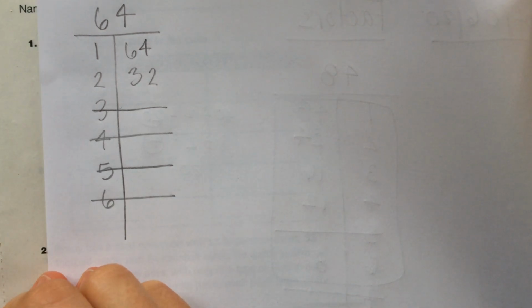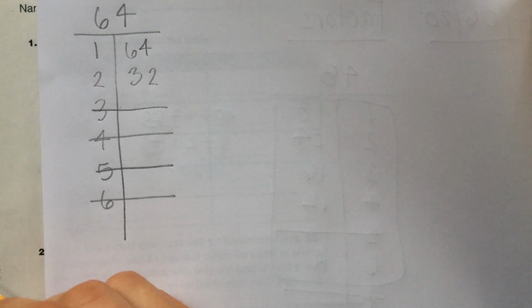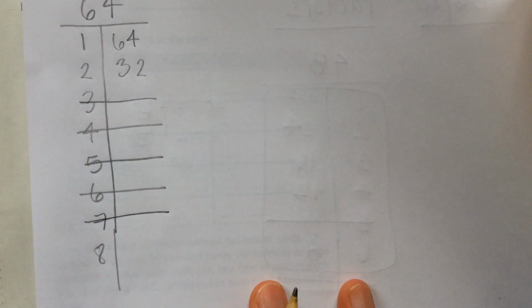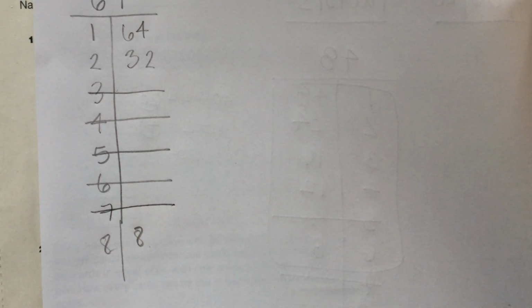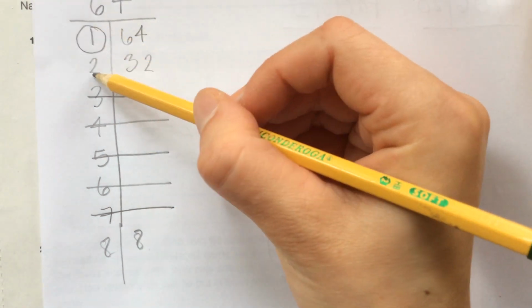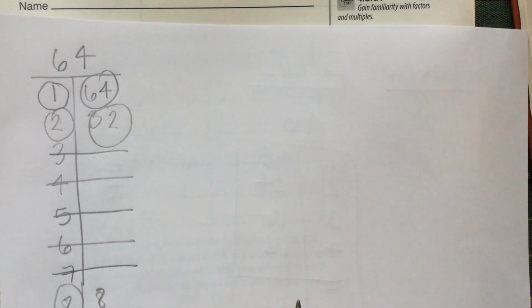Okay. 7. 7 times 11 is 77. Okay, so that's too high. 7 times 9 is 63. So that won't work. 8. 8 times 8 is 64. So now I've gotten back to the same number, so I'm not going to repeat it. All I know is I've got my factors: 1, 2, 8, 32, and 64.